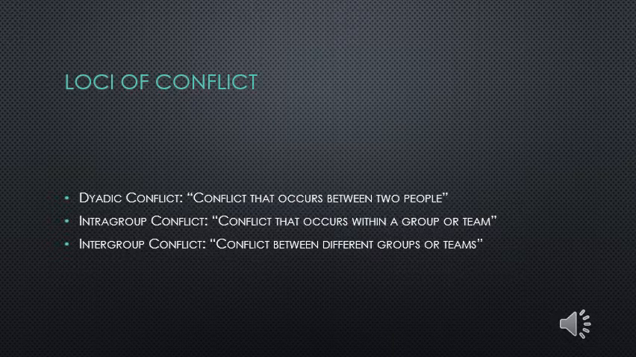Along with knowing the types of conflict, it is also important to know the 3 loci of conflict. These are dyadic conflict, intragroup conflict, and intergroup conflict. Dyadic conflict is conflict between 2 people. Intragroup is conflict within the group. Intergroup conflict is conflict between groups. Each locus requires a different form of resolution. Knowing both the category and framework behind the conflict will allow for resolution.